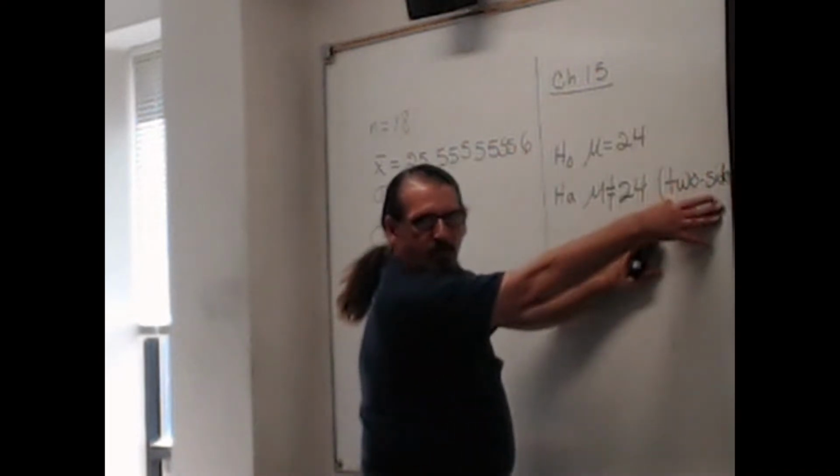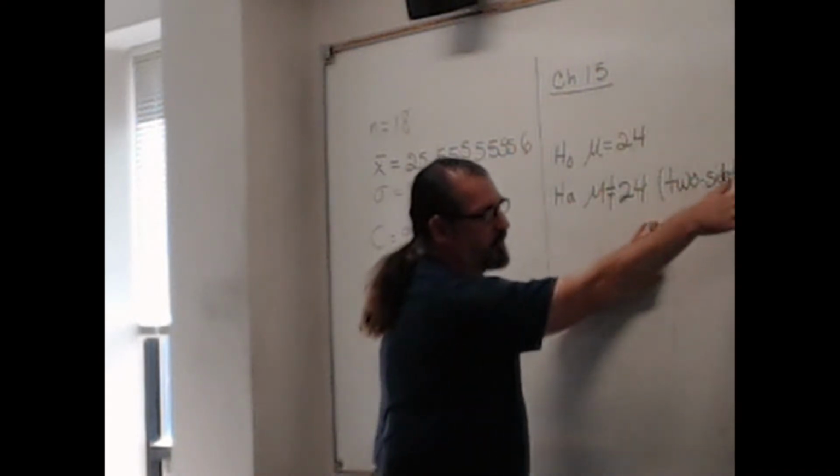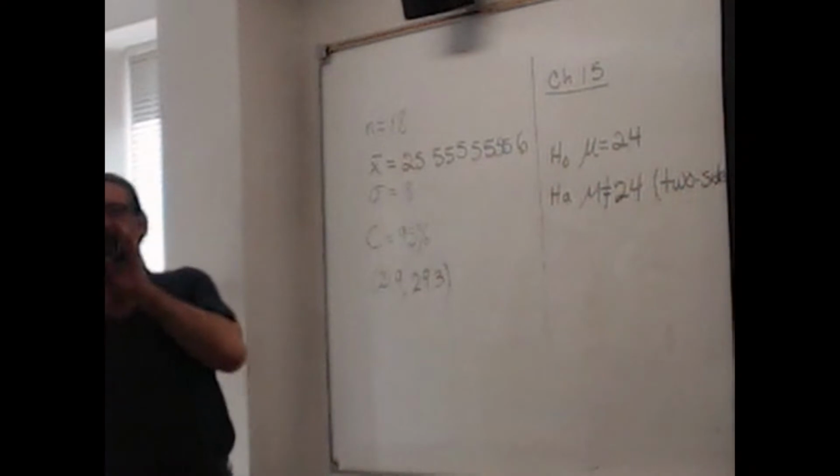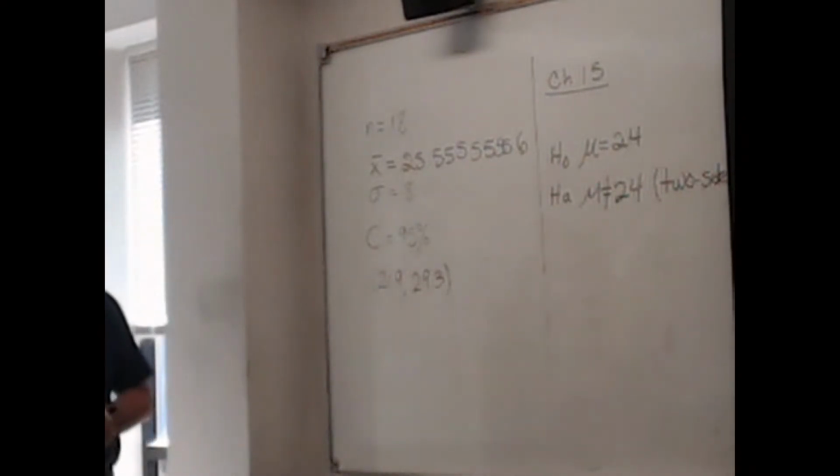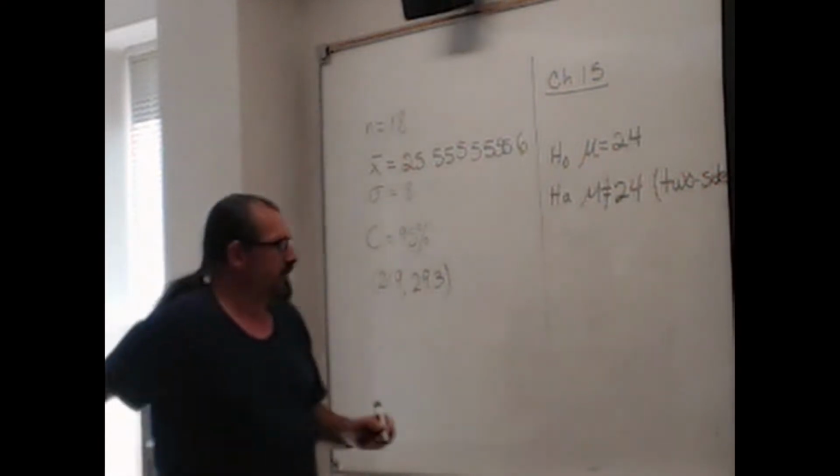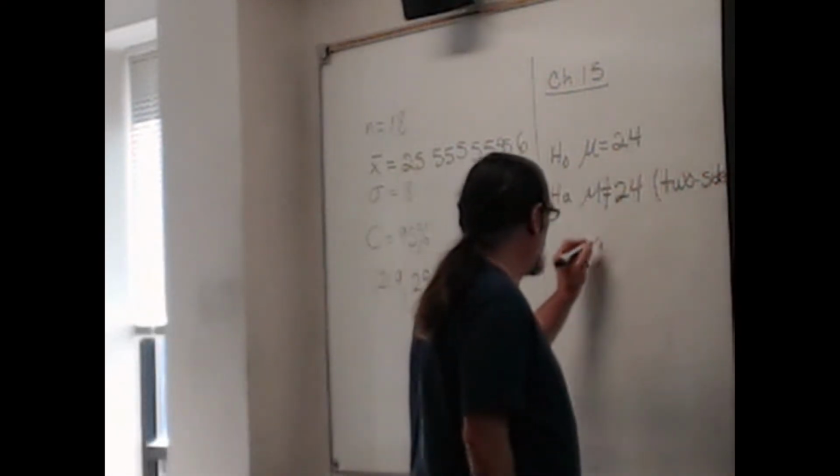Is it showing up, or is it getting cut off by the screen when I write two-sided? So, two-sided. All right, what significance level did we set? What was alpha? 5%.